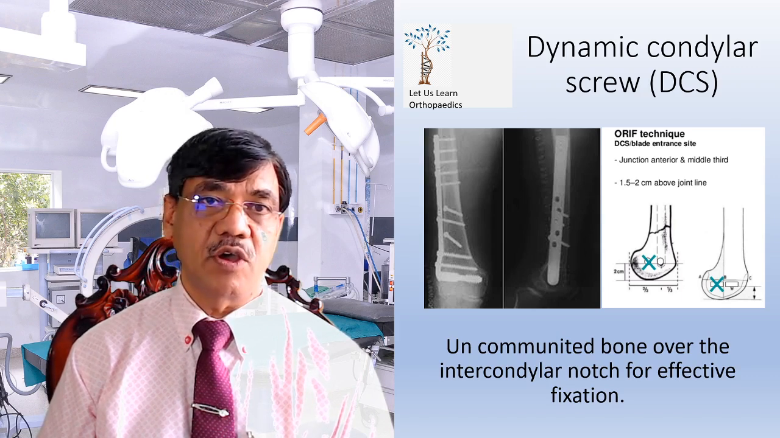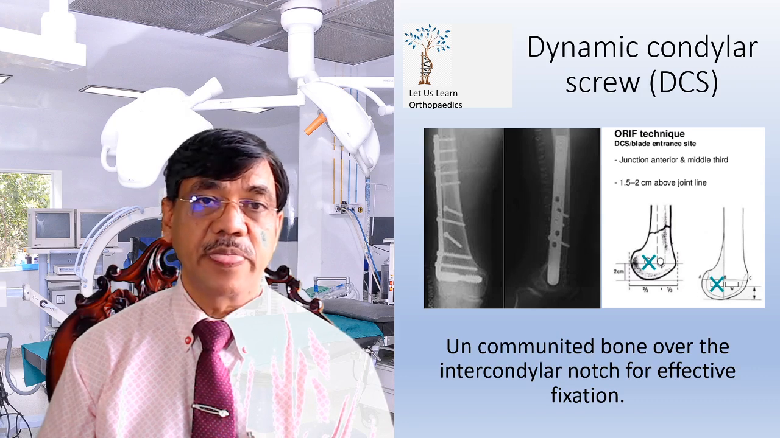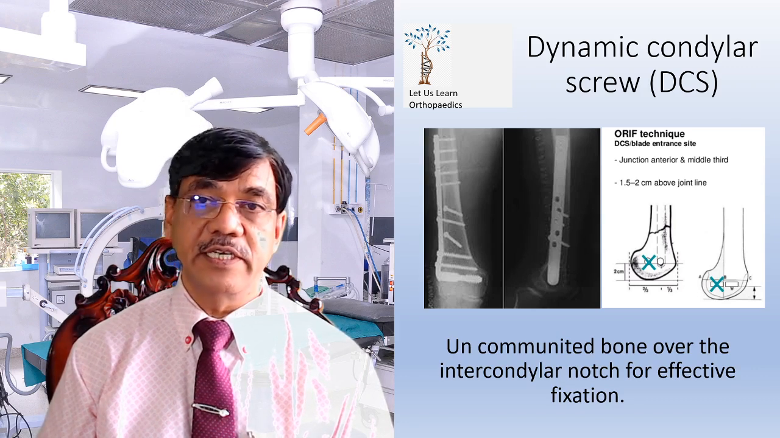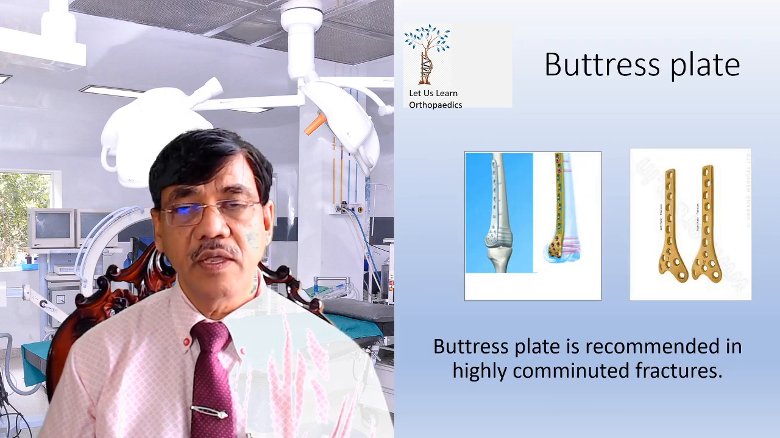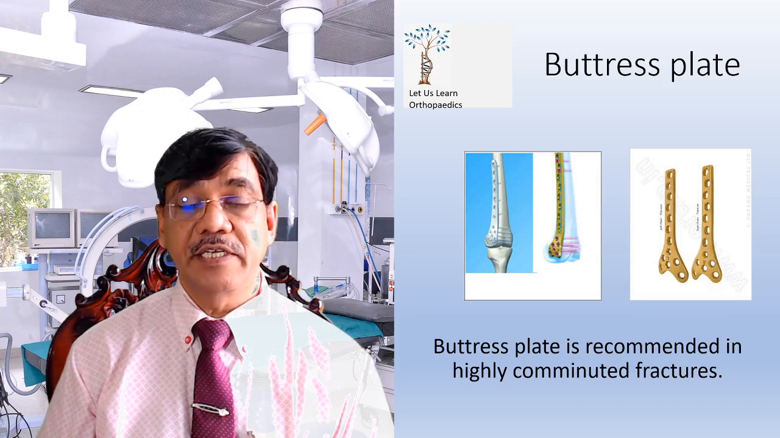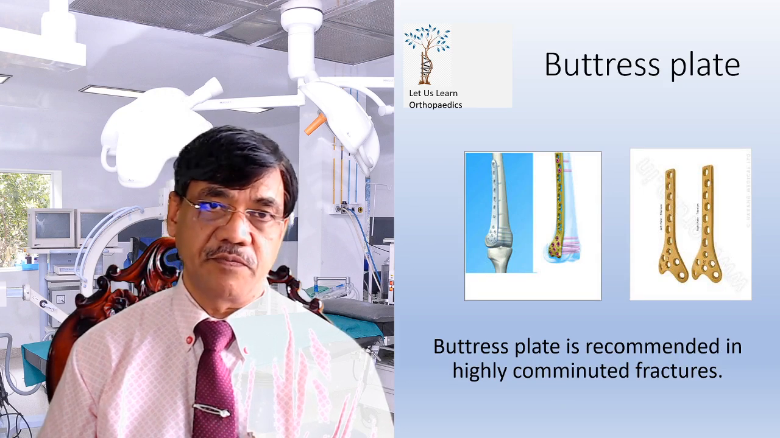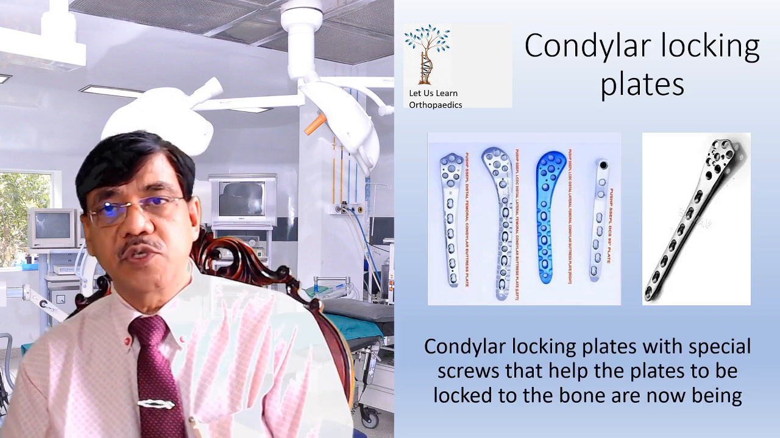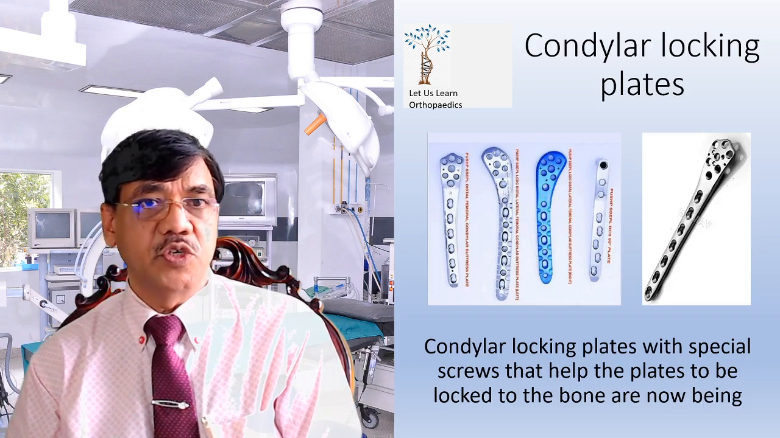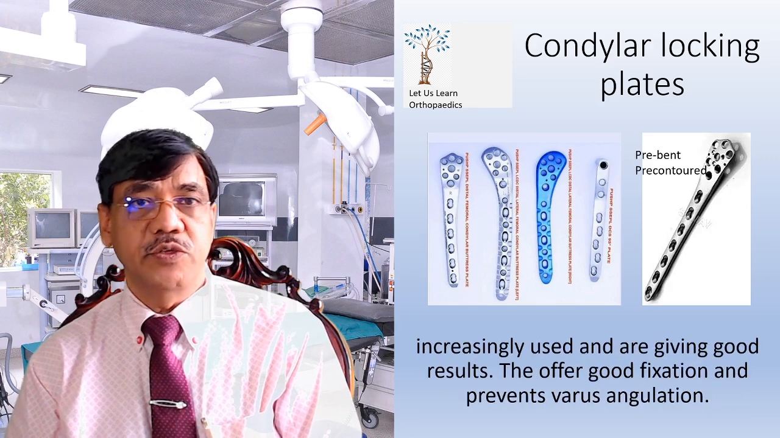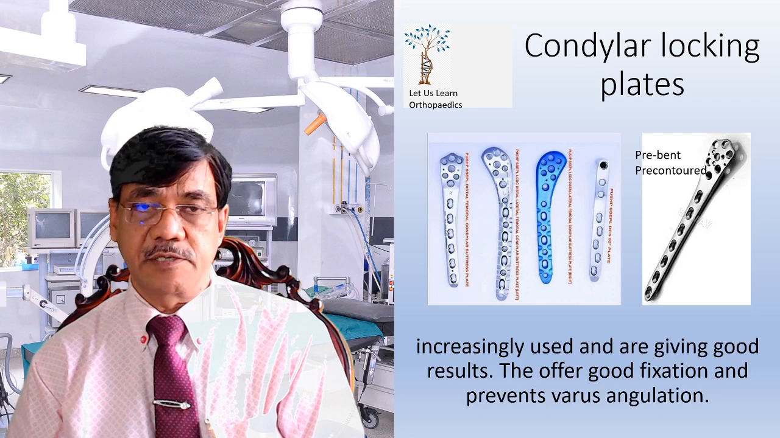You can just observe how you require the 4 centimeters of uncomminuted portion in the distal fragment. The buttress plate is recommended in highly comminuted fractures. The condylar locking plates, with the special screws that help the plate to be locked to the bone, are now being increasingly used and are giving good results.